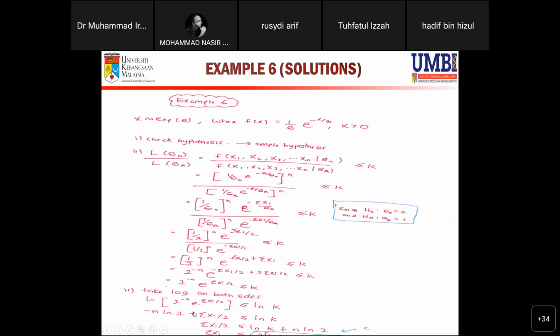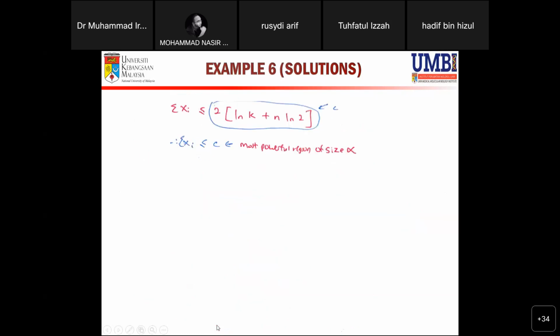And then you bring the constant values to the right side, and then retain all the random variables on the left side, and then you will end up with these expressions. Okay, so we end up with this expression because this one is constant, so we consider this one as C, our critical value. So the sum of xi should be less than or equal to C, where we can reject the null hypothesis, and this can be considered the most powerful region of size alpha.